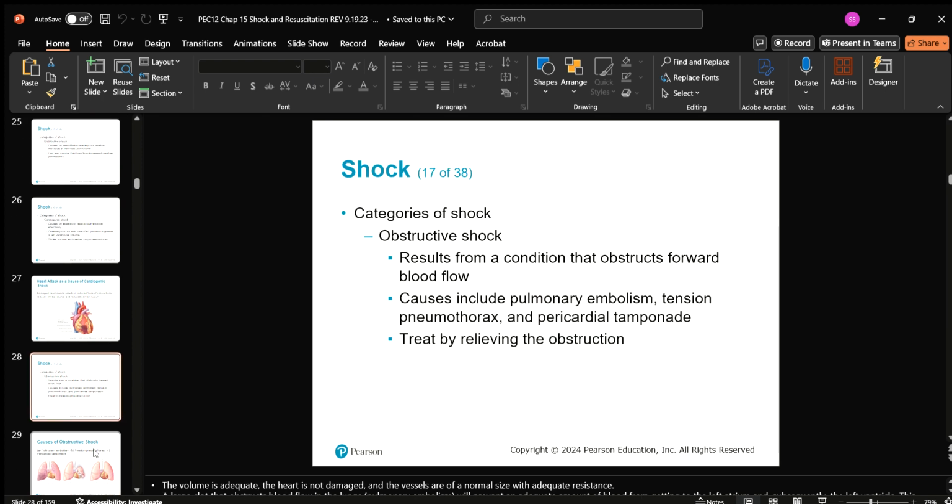All right, obstructive shock. This is another category. So we have a condition that results in an obstruction of forward blood flow. Here are some different causes: pulmonary embolism, or a PE, tension pneumothorax, or pericardial tamponade. We just saw those a second ago, but they are also forms of obstructive shock. I know, it all gets very, very confusing here. So pulmonary embolism, what is that?